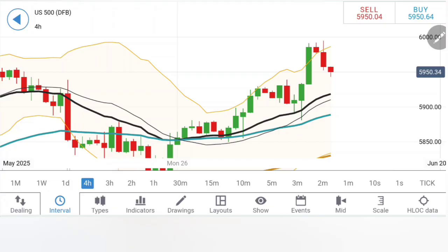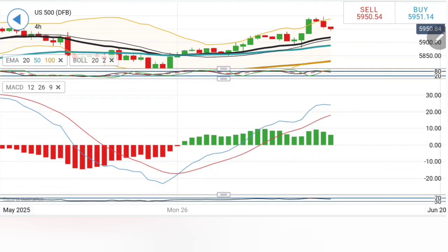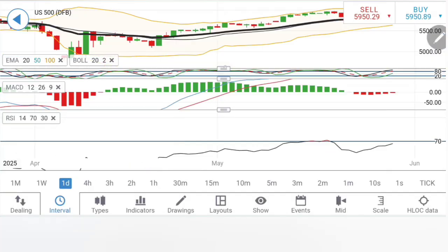Only bearishness in S&P is if you see it is staying below 5900, 5880 zone. Stochastic looking down, the MACD is trying to converge, crossover for a sell. The RSI has dropped. Coming to daily.